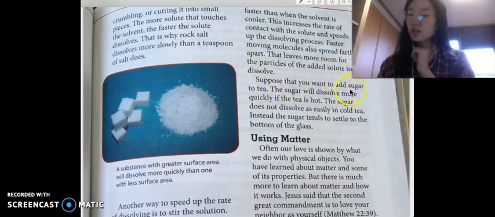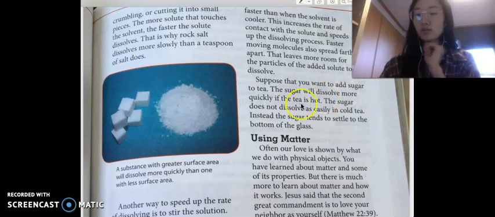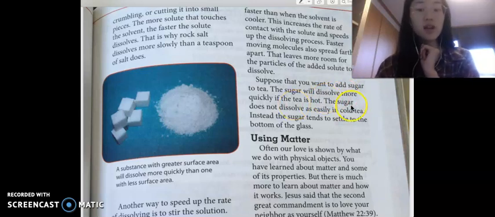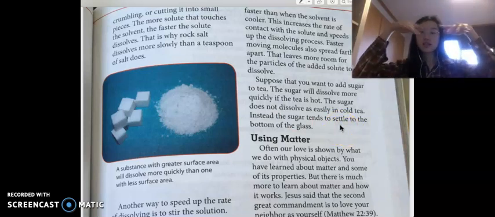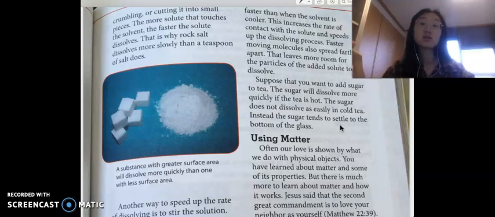Suppose that you want to add sugar to tea. The sugar will dissolve more quickly if the tea is hot. The sugar does not dissolve as easily in cold tea. Instead, the sugar tends to settle to the bottom of the glass instead of dissolving.